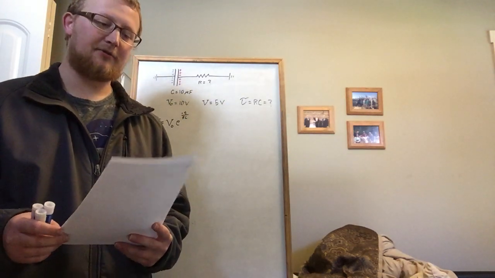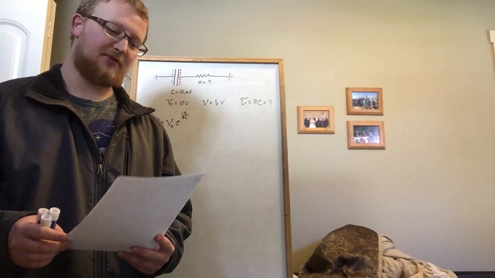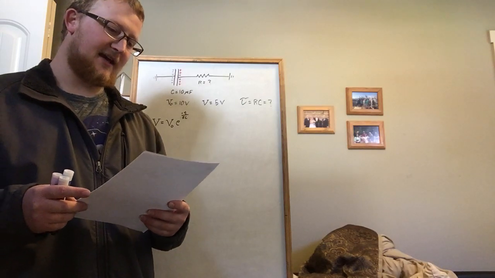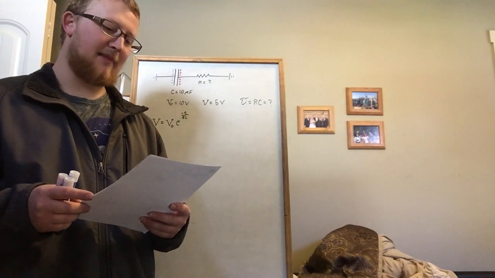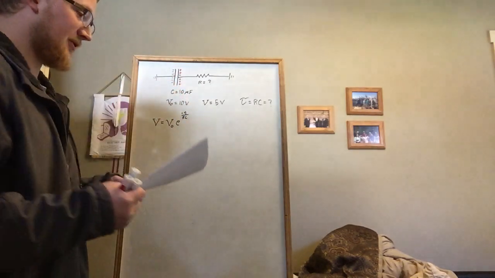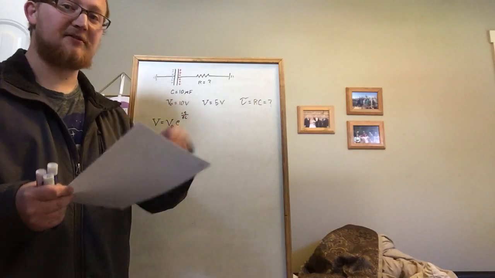Today I'm going to be working through a problem from Practice Exam 2 for Physics 212. The problem is number 8, and it states an initially charged 10 microfarad capacitor, this guy right here, is discharged from a voltage of 10 volts to 5 volts.